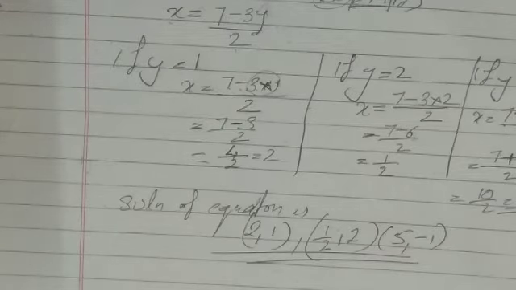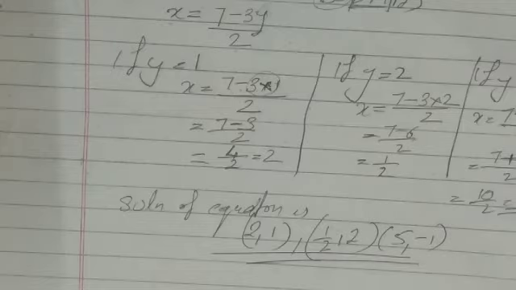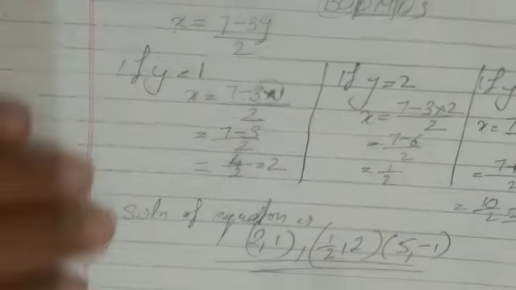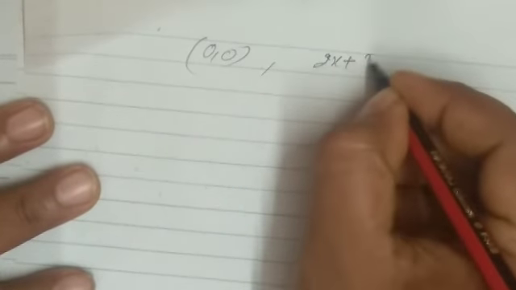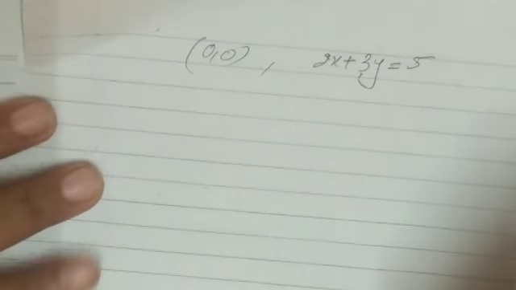Now, next we have to discuss whether the given points are the solution or not. That is what we have to check. Okay. So, let's take a question. Check whether the points 0, 0 are the solution of the equation 2x plus 3y is equal to 5.